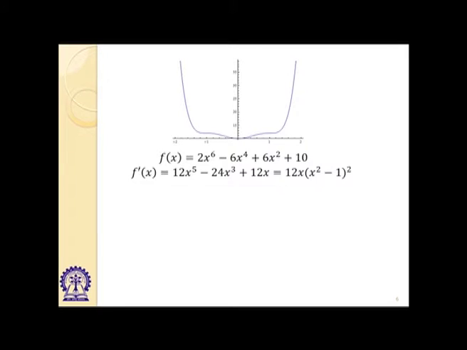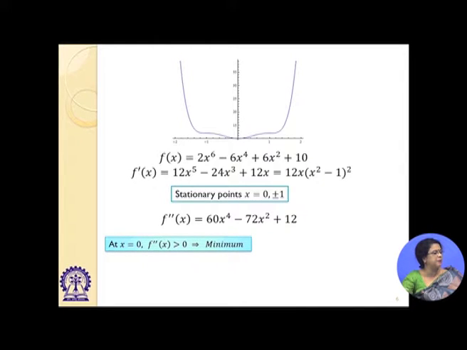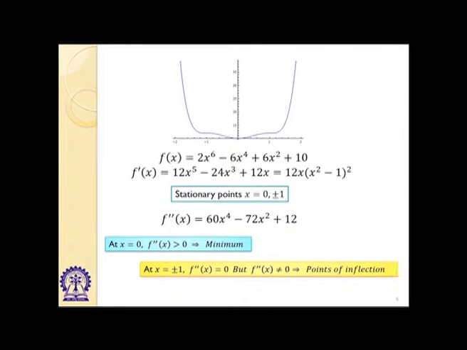At minus 1 also we could see that it is changing its pattern. The stationary points are 0 and plus minus 1. Now, f double prime x is this, and we could see at x equal to 0, f double prime x is positive, that is why it is having the minimum value. And at x plus minus 1, f double prime x is coming 0, but f triple prime x is not equal to 0.